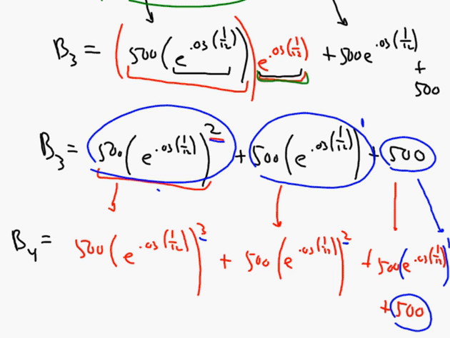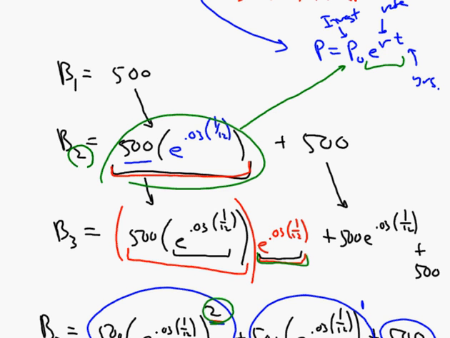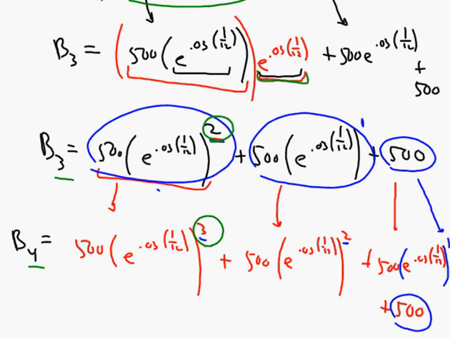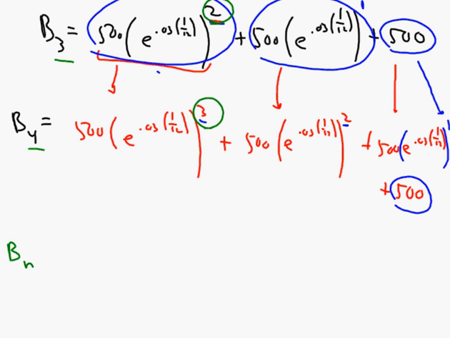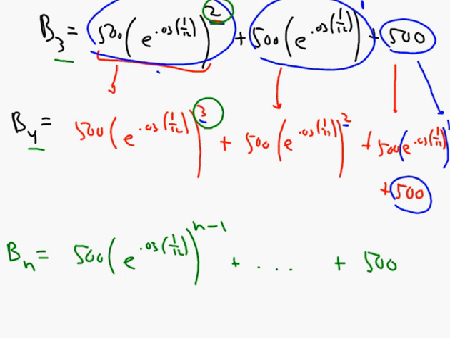So if we look carefully at this, we might be able to see a pattern. So, for example, if you look at B3, the highest power I see is 2. If you look at B4, the highest power I see is 3. We go back to B2, the highest power I really saw here was a 1. I just didn't write it. So if we think about that, we say, hey, what about B sub n? Well, it's going to be 500 times e to the 0.03 times 1/12 to the n minus 1 power, plus all the way down to that last $500 I'm just going to deposit.